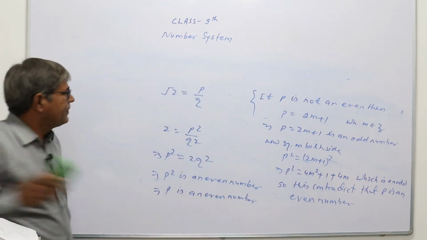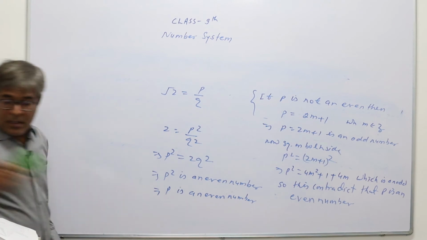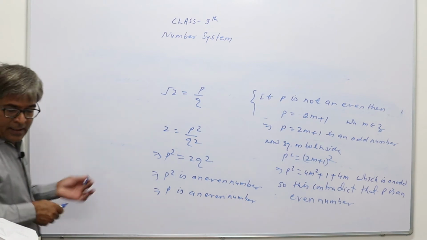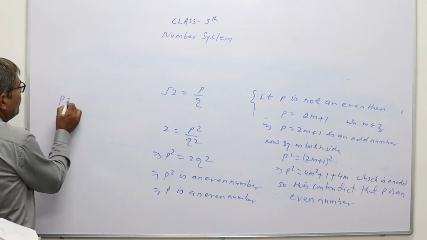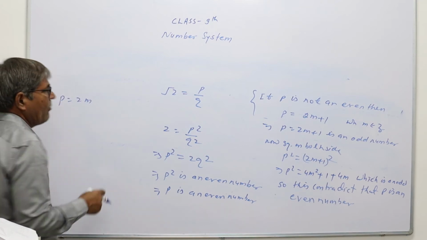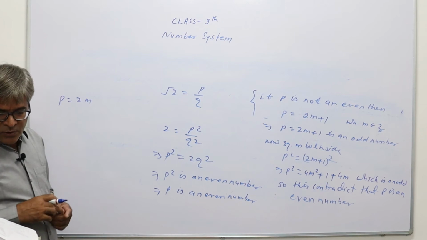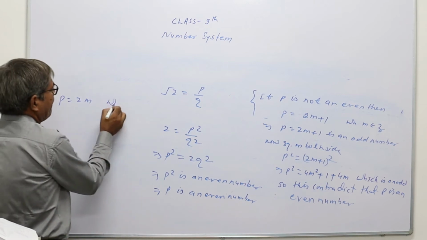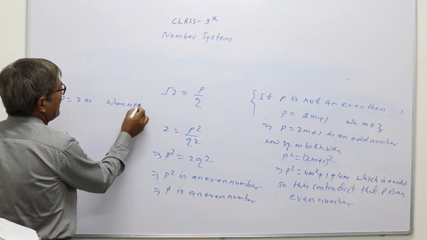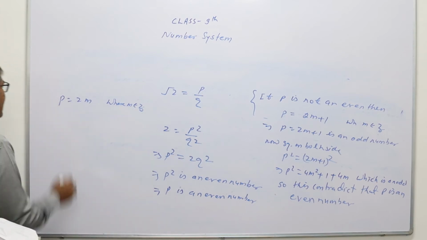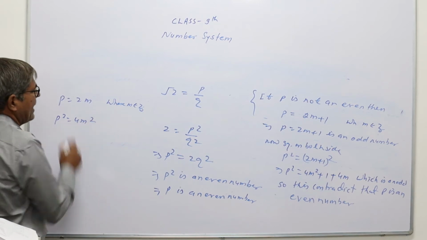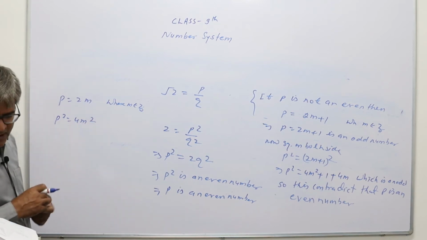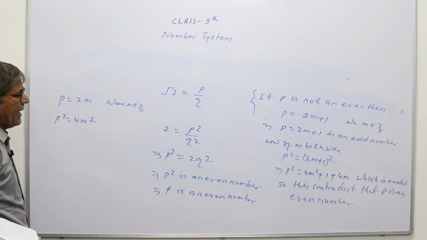Now let p equal 2m, where m belongs to Z. Squaring on both sides, p square is equal to 4m square.